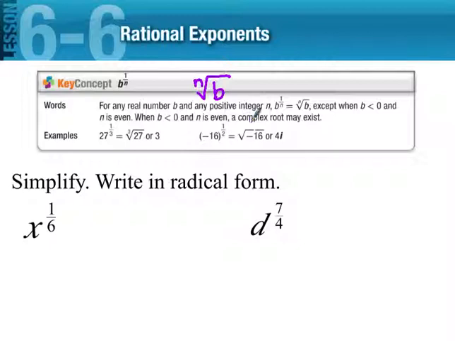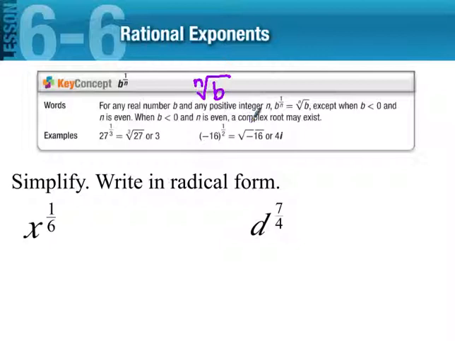Okay? And so if you look here, 27 to the 1/3 is the cube root of 27. We know if we break down 27, we're going to get that answer to be 3. Likewise, if we have negative 16 to the 1/2 power, that's the square root of negative 16. We know that the square root of negative 16 is 4i.